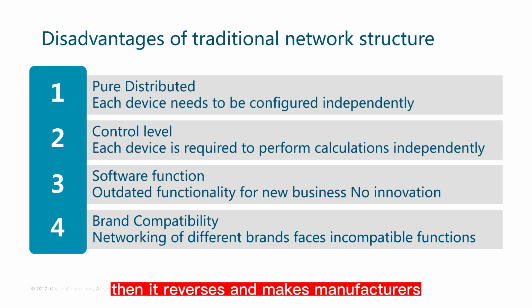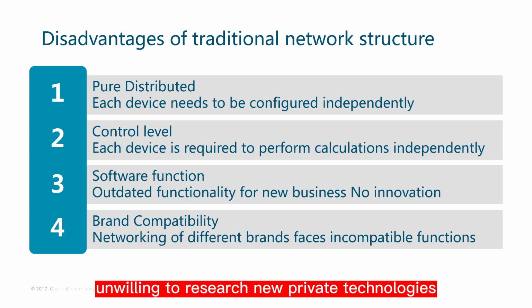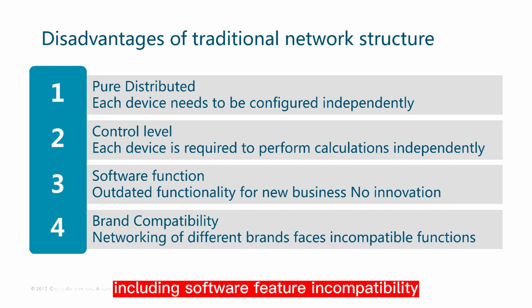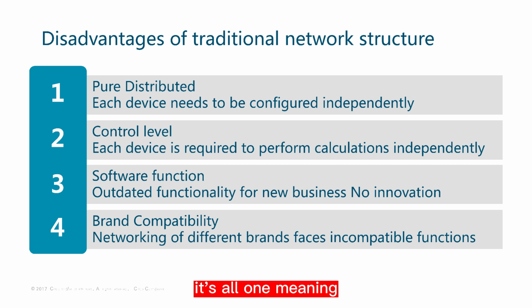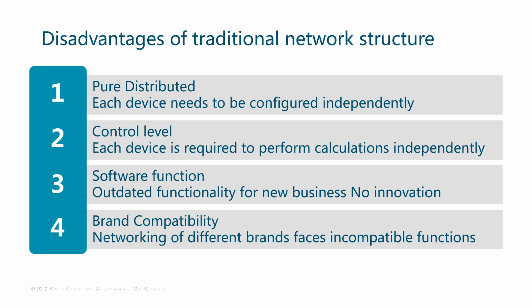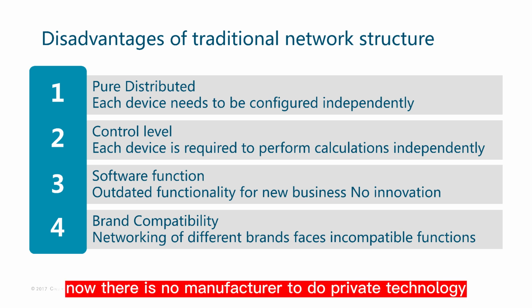Then it reverses and makes manufacturers unwilling to research new private technologies. Manufacturers have spent a lot of research and development funds for decades to launch a technology such as EIGRP. The development cycle is quite long. After it was launched, no one used it. The money is wasted, including software feature incompatibility. In fact, it's all one meaning. It's because of brand incompatibility. We have been using public technology over time. Now there is no manufacturer to do private technology.